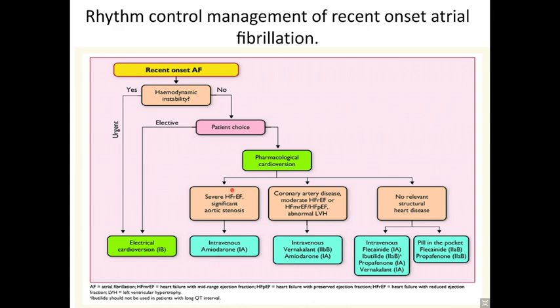For example, if your patient has severe heart failure, you can use only amiodarone for this patient. If a patient is without structural heart disease, for pharmacological cardioversion we can use all antiarrhythmic drugs, for example, propafenone, flecainide. You can use all pill in the pocket therapy.